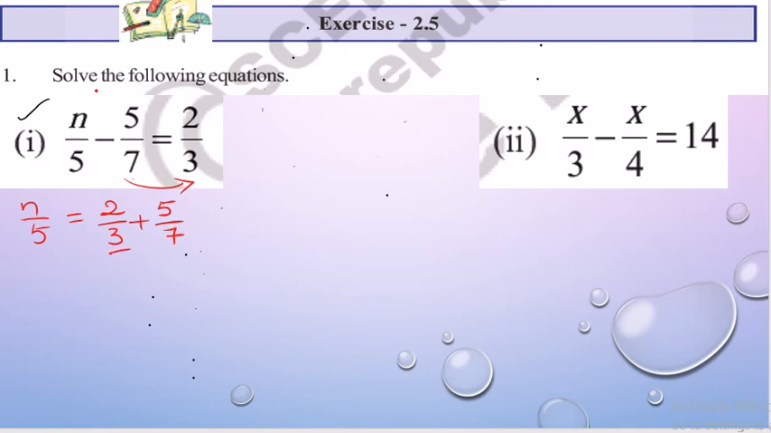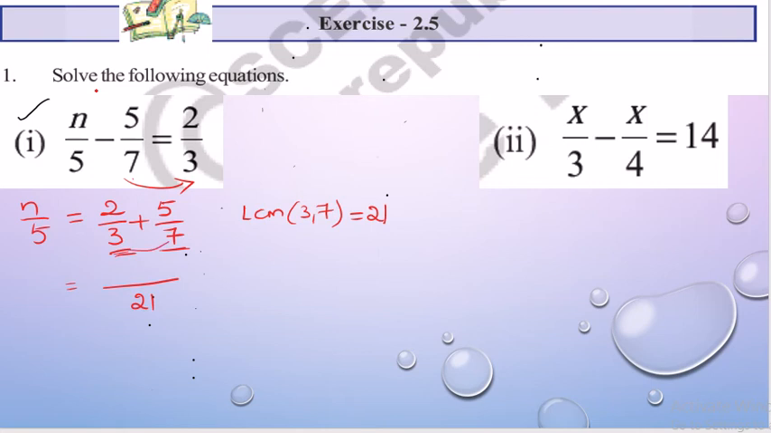Now since the denominators are not equal, these two fractions are unlike fractions. When you have unlike fractions, we cannot directly add them. So to make them like fractions, we need to make the denominators equal. For that I am going to take the LCM of 3 comma 7. What is the LCM of 3 and 7? 3 and 7 both are prime numbers, so the LCM is 21. If you observe, 3 into 7 is nothing but 21.